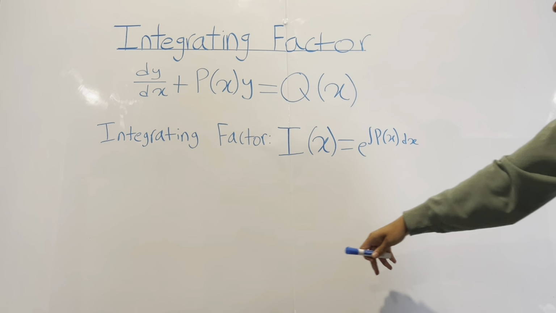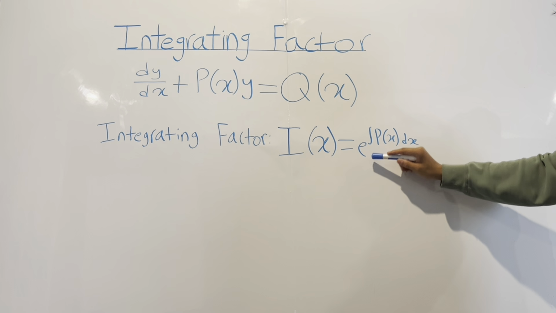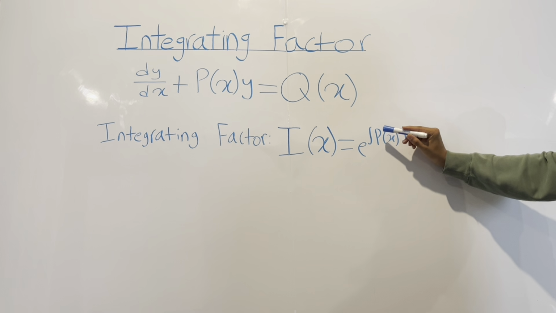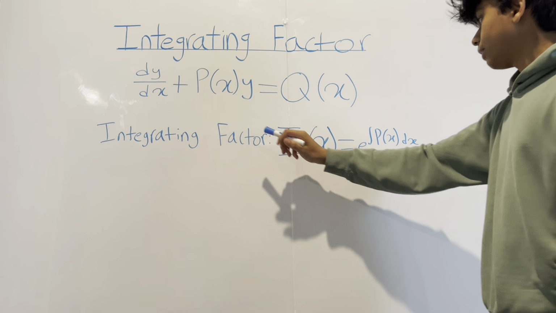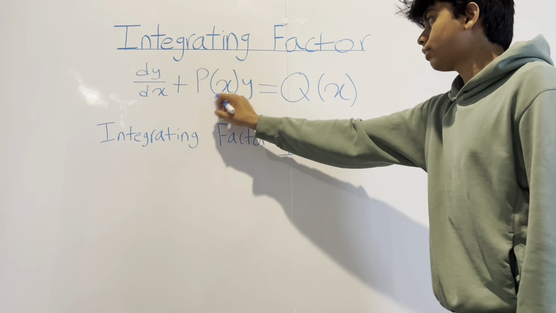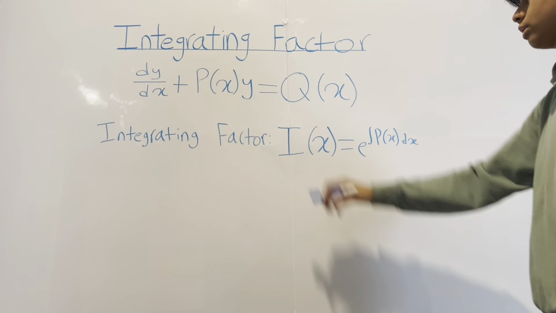So that's why we use the integrating factor, which is I of x is equal to e to the integral of p of x dx. So the integrating factor is just e to the integral of this function here, which is multiplied by y. And let's do some examples to see how this works.